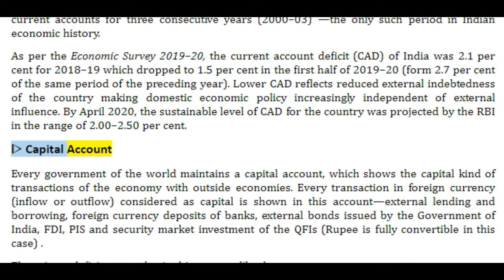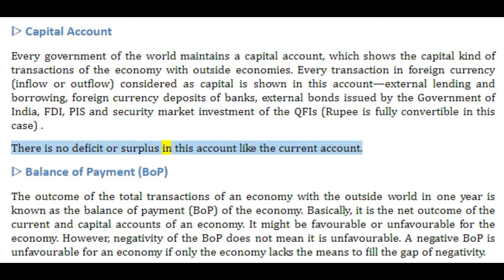Capital account. Every government of the world maintains a capital account, which shows the capital kind of transactions of the economy with outside economies. Every transaction in foreign currency, inflow or outflow, considered as capital is shown in this account: external lending and borrowing, foreign currency deposits of banks, external bonds issued by the Government of India, FDI, FPI, and security market investment of the QFIs. Rupee is fully convertible in this case. There is no deficit or surplus in this account like the current account.